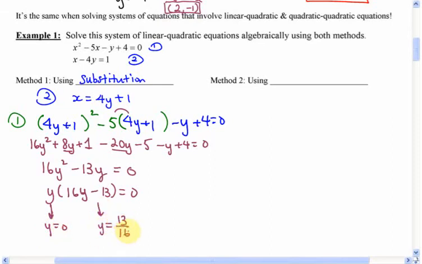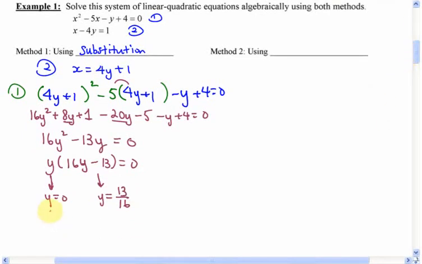Okay? Well, if y is 0, we go back and try to solve for x. So I plug it into equation 2 again. So x equals 4 times 0 plus 1. x equals 1.